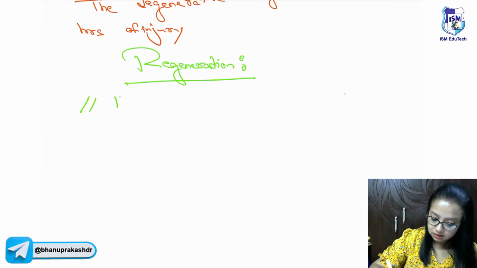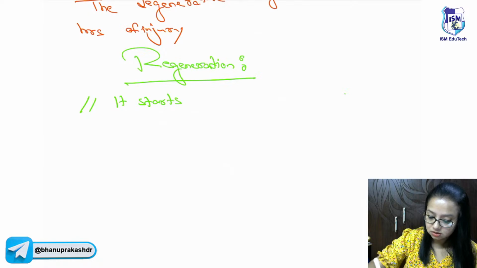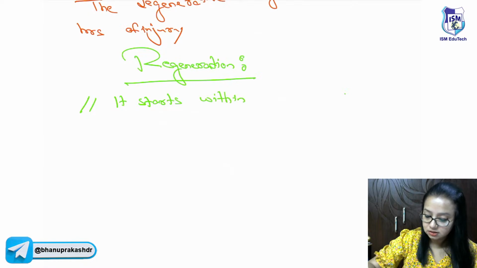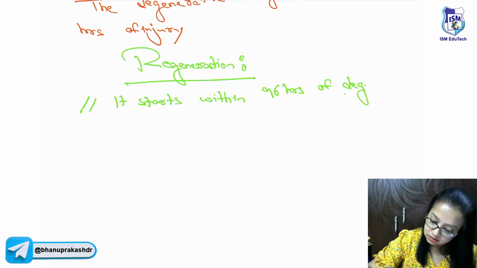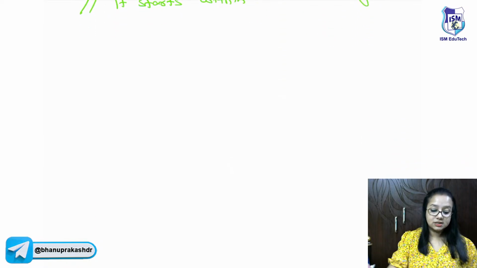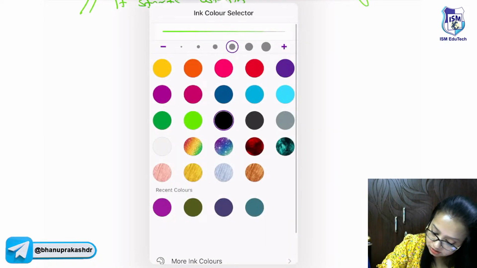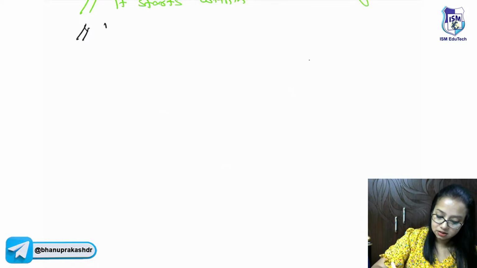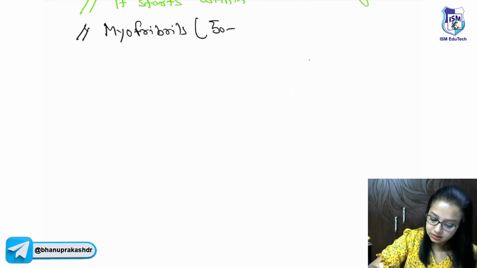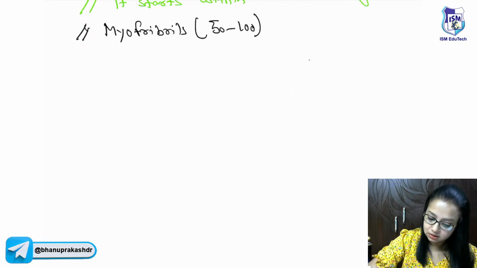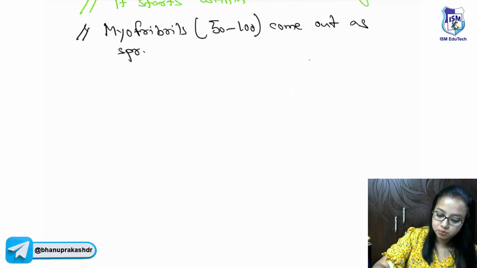First thing, it starts within 96 hours of degeneration. Okay, the first thing that happens in the regeneration part is that myofibrils, about 50 to 100 in number, come out as sprout.